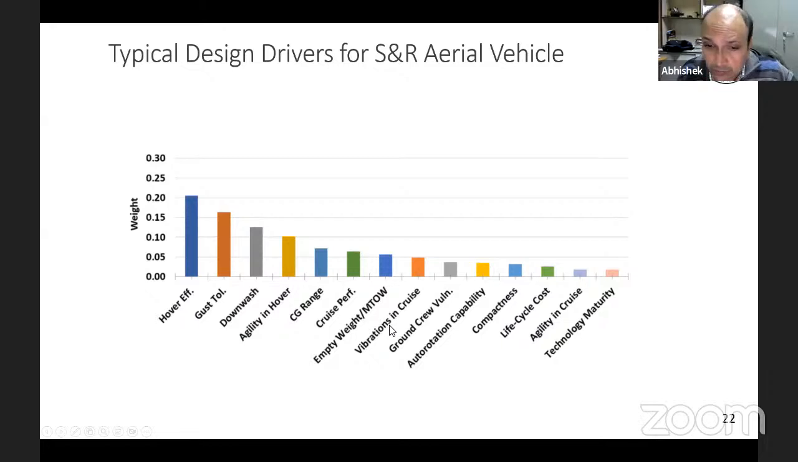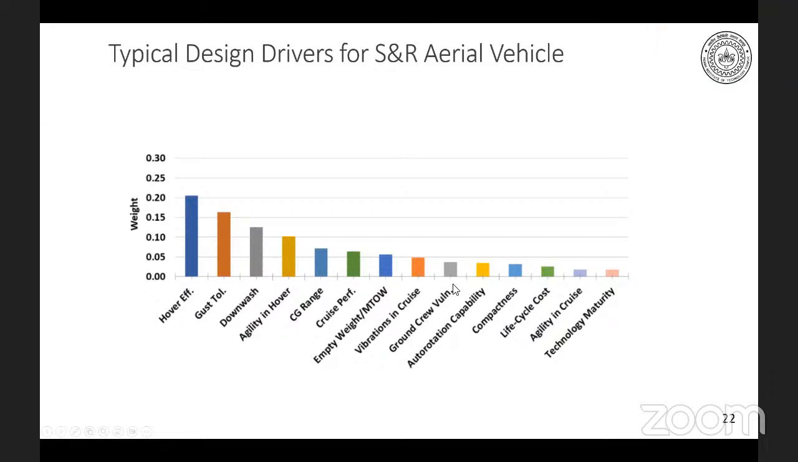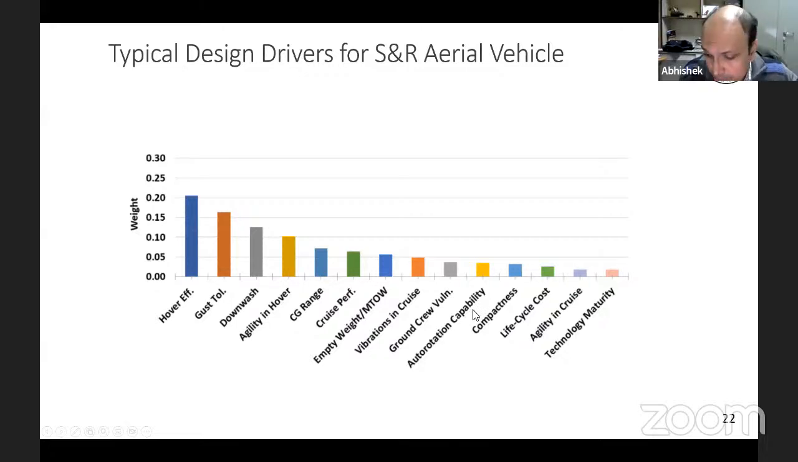The vibrations that you face in the cruise flight, vulnerability to the ground crew, safe auto rotation, because aerial vehicles have some kind of built-in safety feature. For helicopter kind of vehicles, it is actually auto rotation. Compactness, because you may have to take off and land from very small areas where having a long wingspan may actually work against you and you may not have a place to land. So compactness may be of relevance. And other things are, of course, life cycle cost, agility, technology maturity.